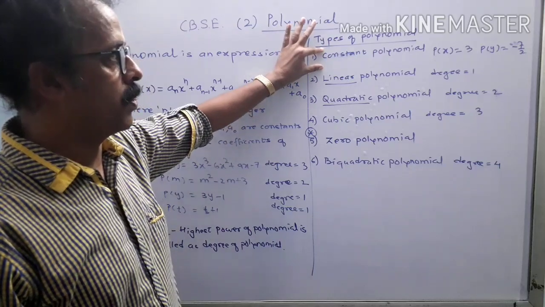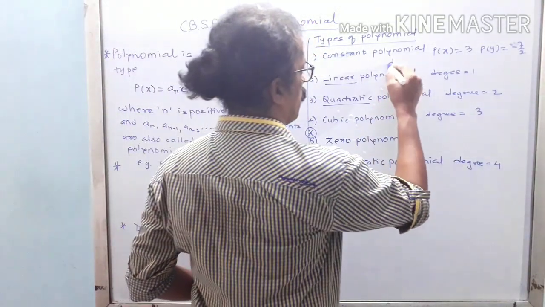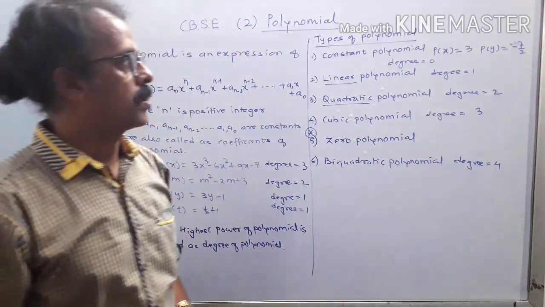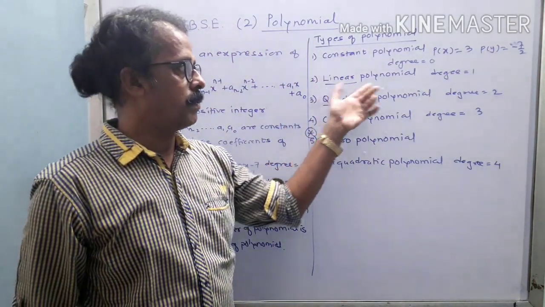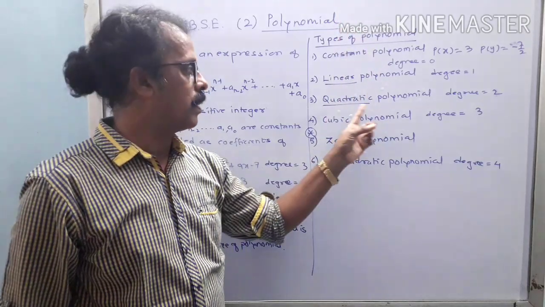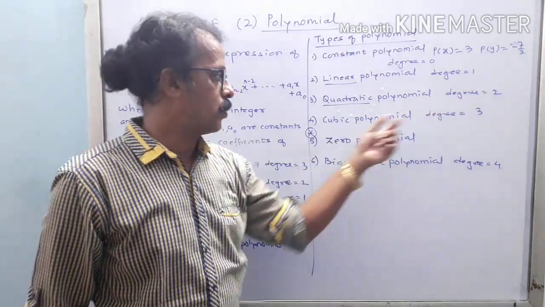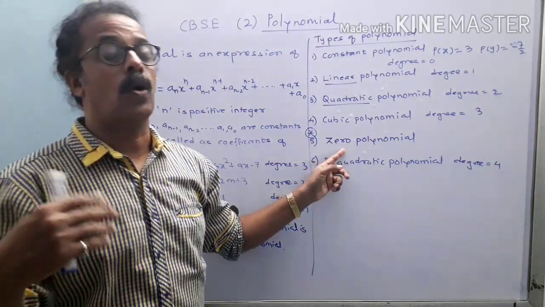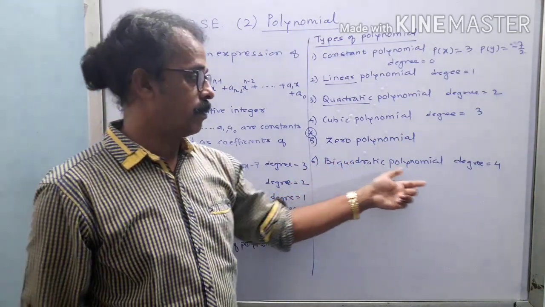Now we summarize the certain 6 types of polynomials. One is the constant polynomial, whose degree is 0. Then the linear polynomial, whose degree is 1, highest power is 1; the quadratic polynomial, whose degree is 2; the cubic polynomial, whose degree is 3; the zero polynomial, whose degree cannot be defined; and the biquadratic polynomial.